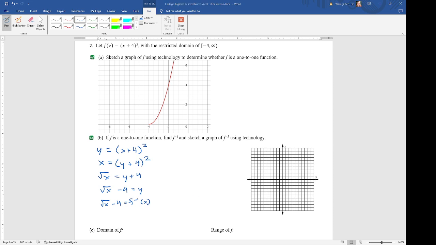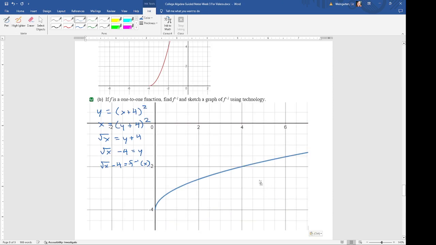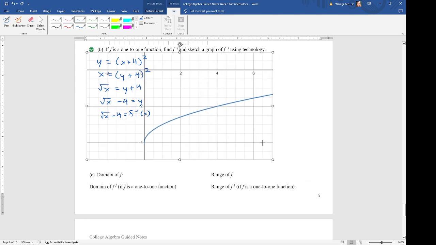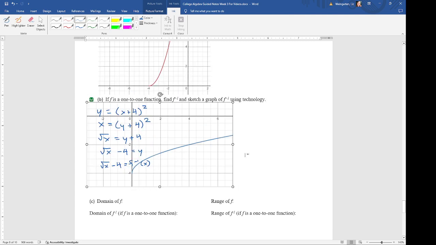I also graphed this one in Desmos ahead of time, so I'm going to take a picture of it and plop it right onto the screen for you. And here you have it. We can see that this would be a mirror image over the line y equals x.